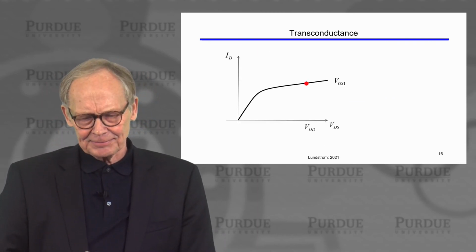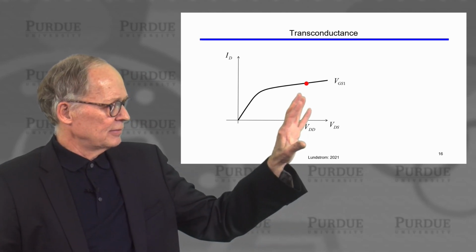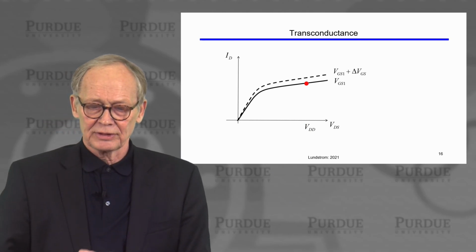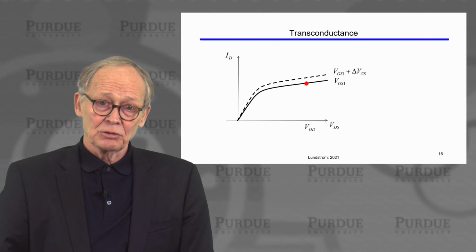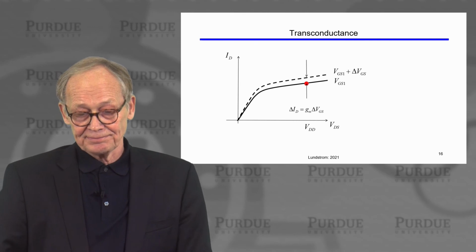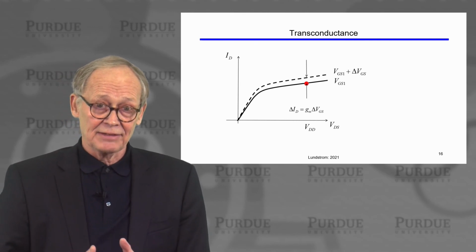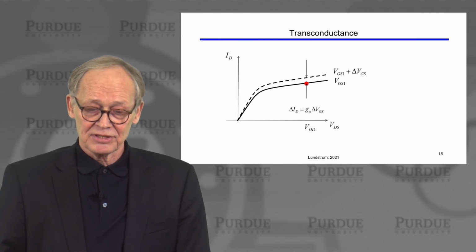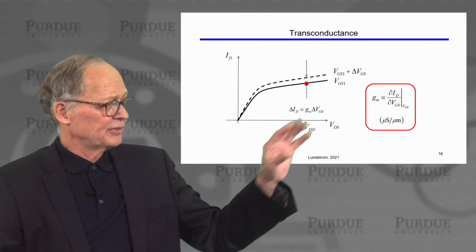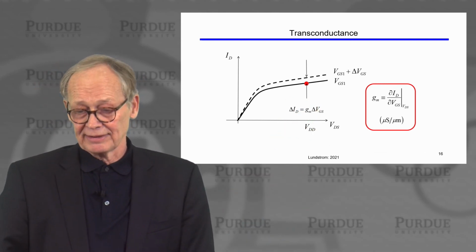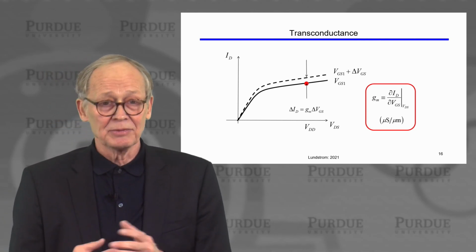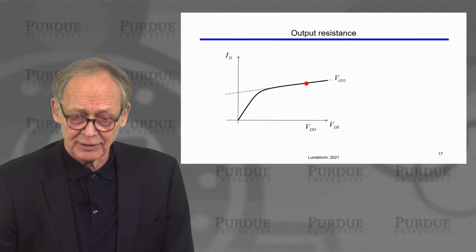Well, what's the transconductance? Well, if I have a current at some particular gate to source voltage, at a fixed drain to source voltage, if I increase the gate voltage a little bit, I'll get a little bit more current. That change in drain current as a function of a change in gate voltage at a fixed drain voltage, that's called the transconductance, the ratio of those two quantities. So the mathematical definition is the derivative of the drain current with respect to the gate to source voltage, and we can measure it in microsiemens per micrometer or Siemens per meter or whatever our favorite units are.